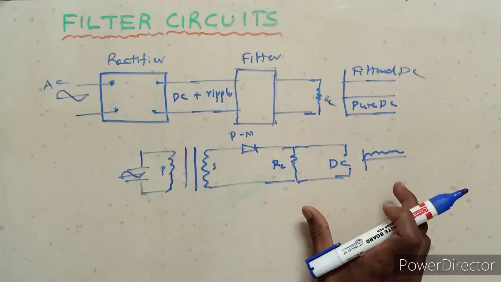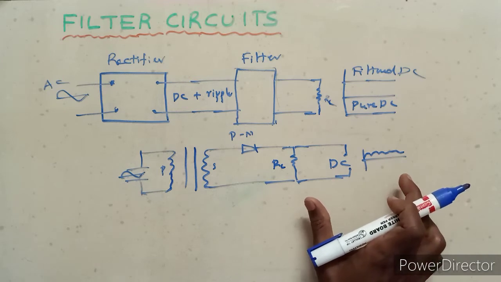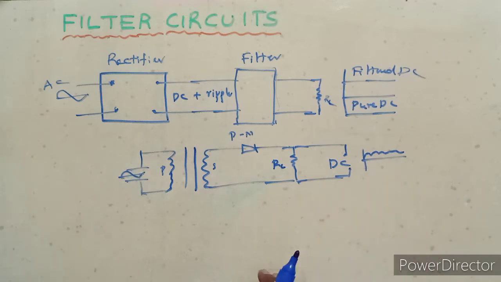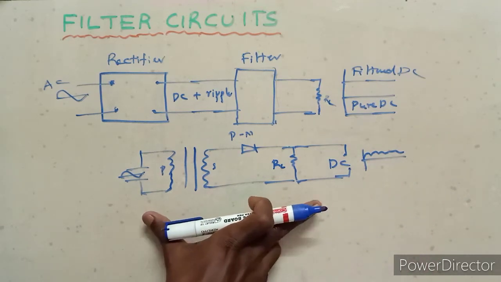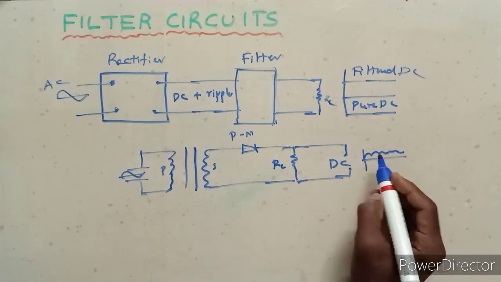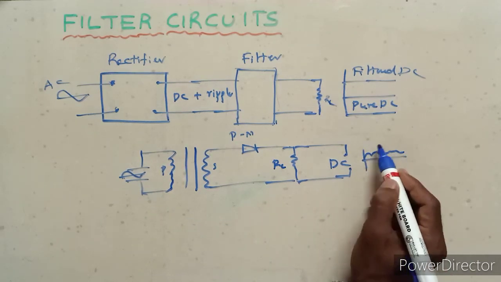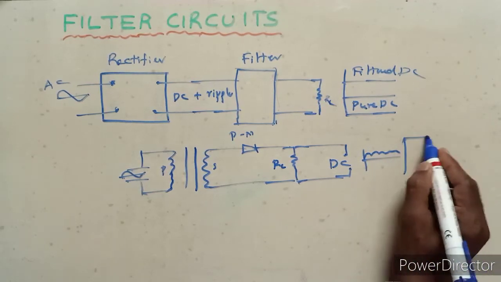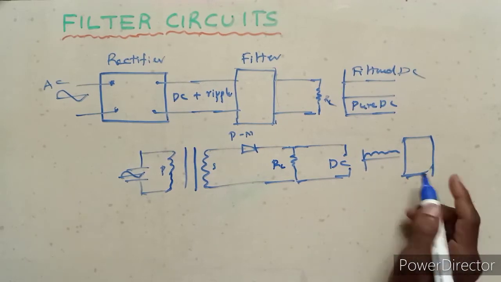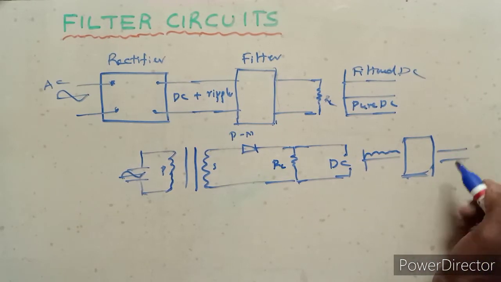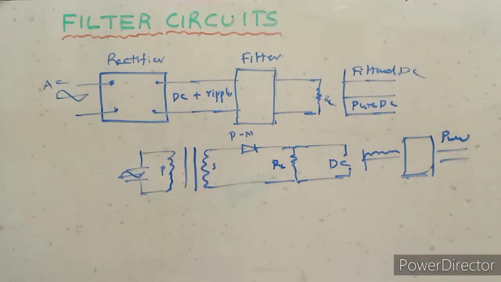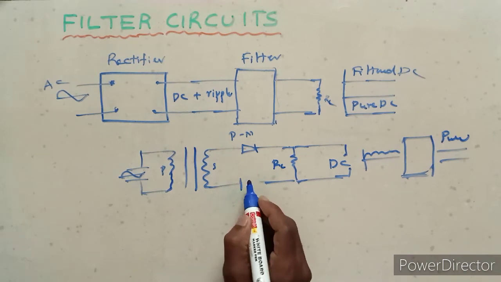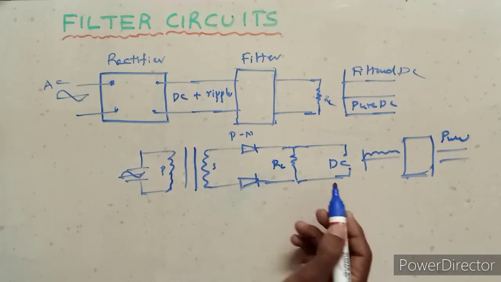Then this pulsating DC has ripples and AC components. Then we filter the DC voltage. Okay, this is the half wave rectifier. This is the pulsating DC and also ripple DC. So then we have to use the filter. Then the output is the pure DC. This is the half wave rectifier. Same as this is the full wave rectifier.